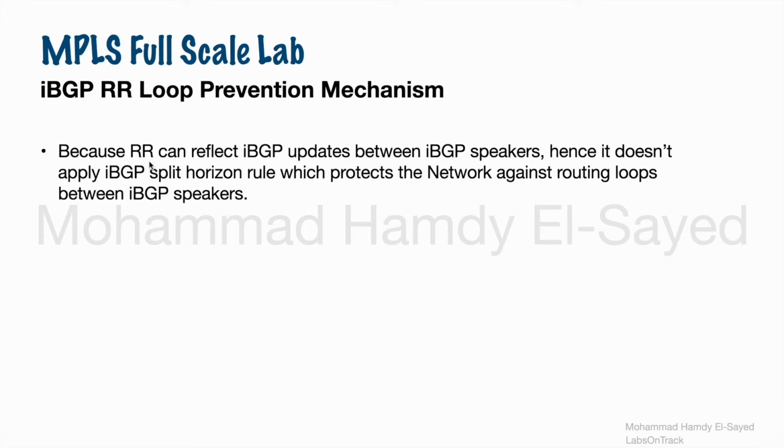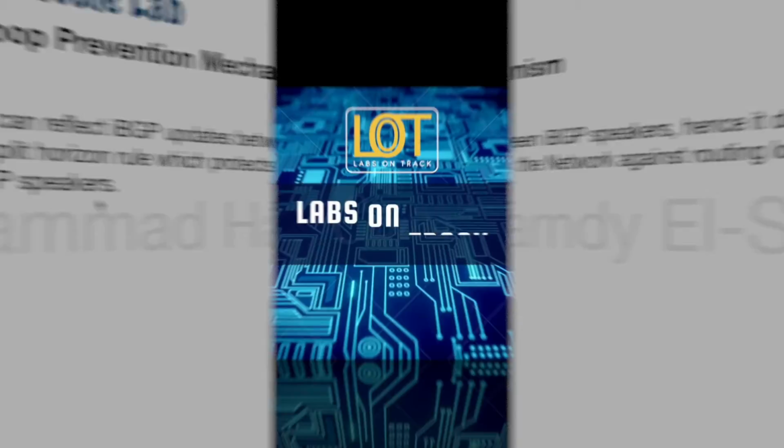Because RRs, the route reflectors, can reflect iBGP updates between iBGP speakers, they don't apply the iBGP split horizon rule, which protects the network against routing loops between iBGP speakers. Therefore, adding the route reflector can cause routing loops inside the autonomous system. Let's see now how adding the route reflector can cause routing loops.